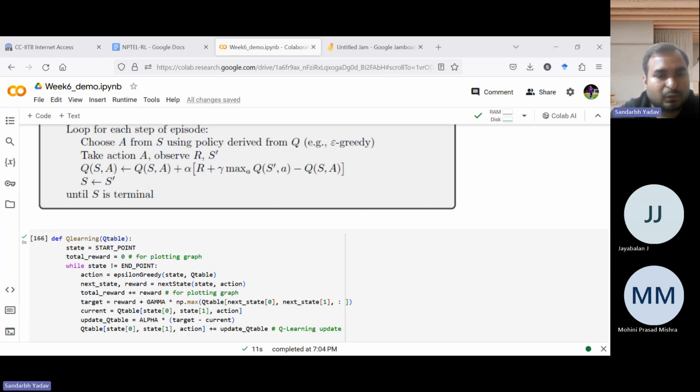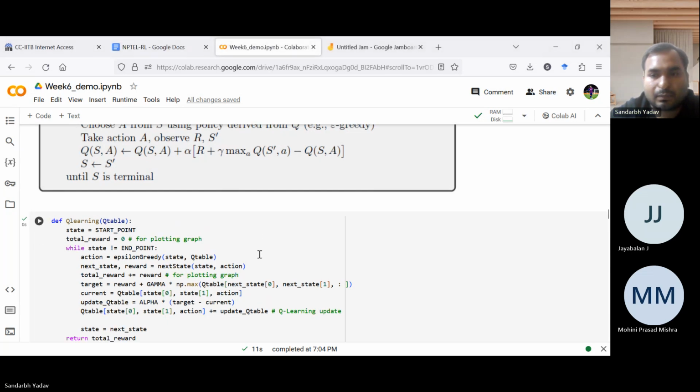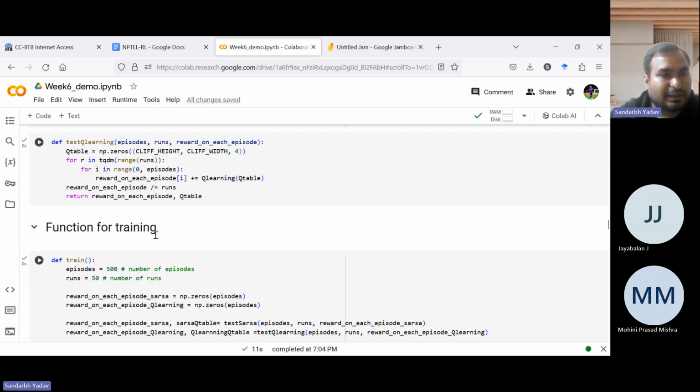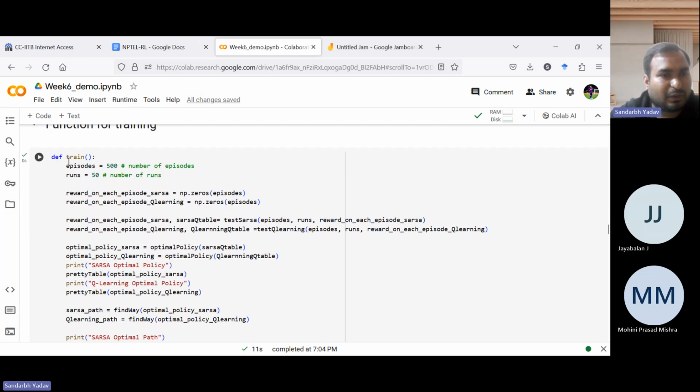Okay, so I'll move on. The range is the number of runs. Later I'll show you that the number of episodes is 500, and we are averaging over 50 runs, because one run of 500 episodes might give some result, but a second one might give another result. So we are averaging over 50 runs so that we can conclude something out of it.